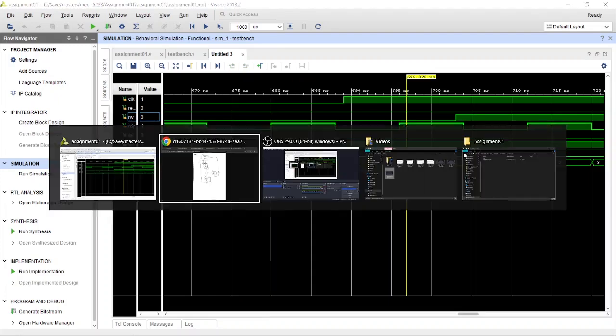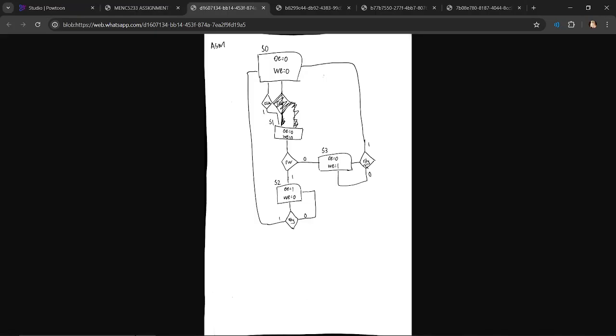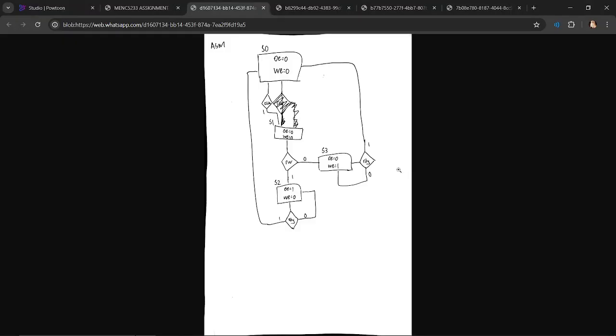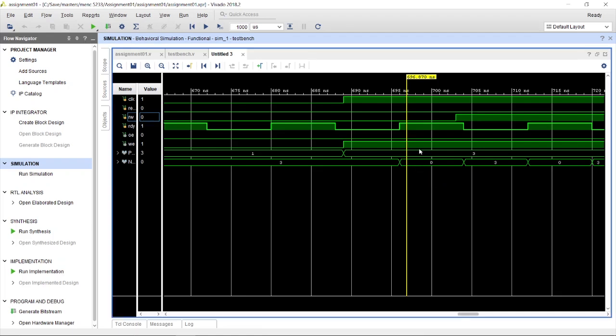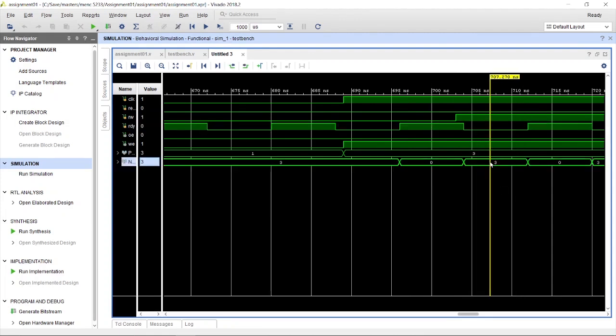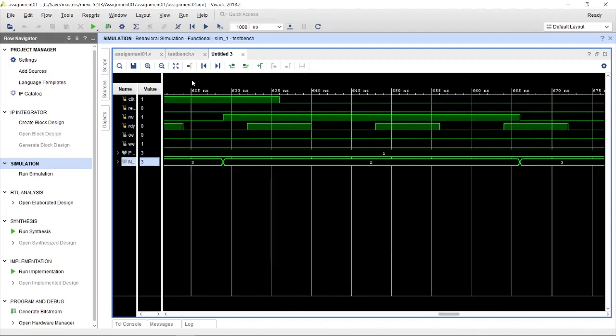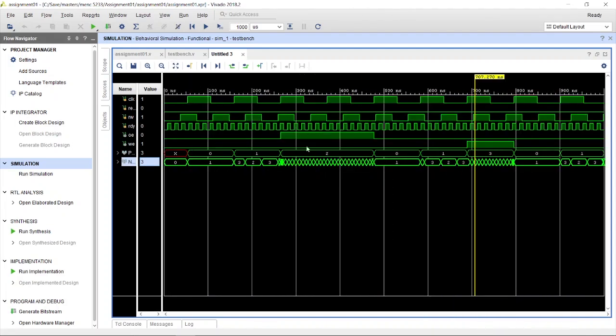Now that we're at 3, in S3 we will look at RDY. RDY 0 you stay, RDY 1 you go to 0. So we have successfully simulated all possible outcomes.